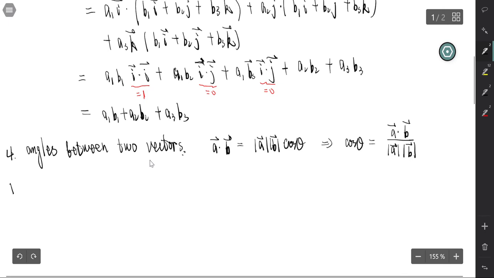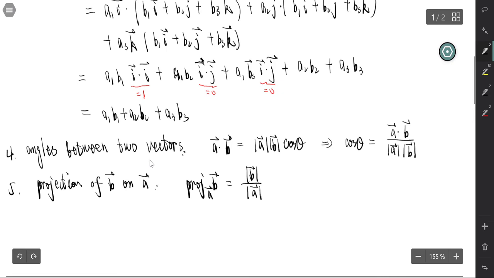And the last one is the projection. The projection of B on A, that is the length of B times cosine theta times the vector A over the length of A.